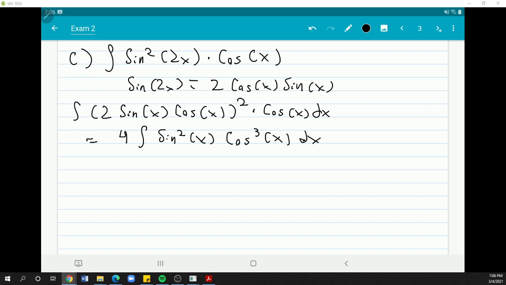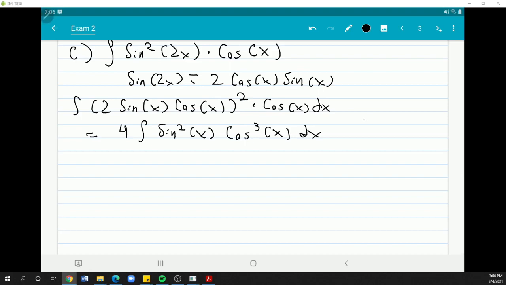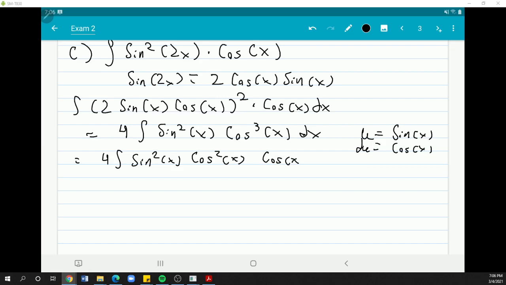So what do I do here? So the strategy for picking whatever sine or cosine should be u is pick the one that has an odd power. If both of them have an odd power, then take your pick. So here I let u be equal to sine of x, then du is cosine of x. So I'm left with 4 integral sine squared of x. I peel off one of these cosines, so it can be a du.